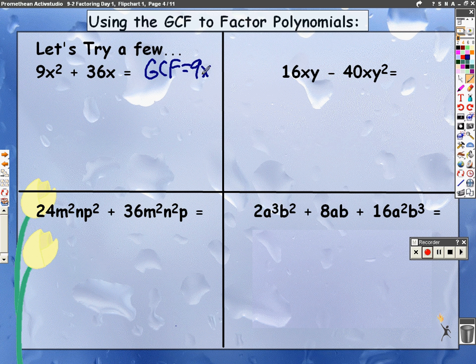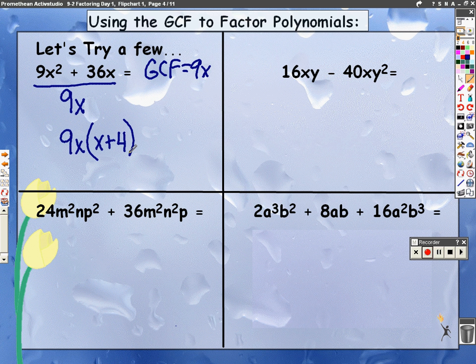To factor the polynomial, we have to divide both terms in the polynomial by the greatest common factor. We pull 9x out front, and then we're going to divide by 9x. Okay, and 9x squared divided by 9x leaves us x, and 36x divided by 9x gives us 4. Okay, so the fully factored polynomial is then 9x times x plus 4.